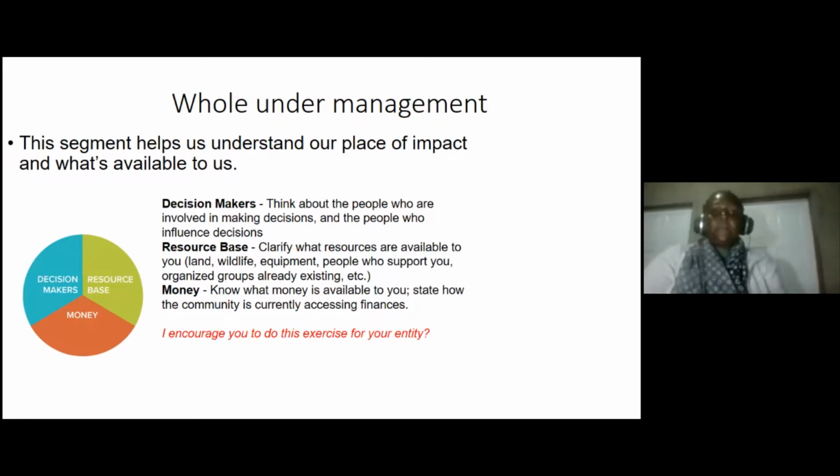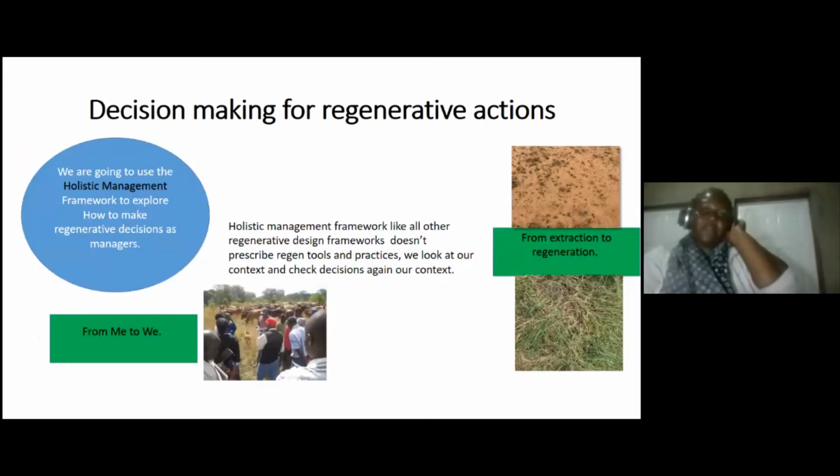Okay, and then we go to decision-making for regenerative actions. So in holistic management, like I said, it's a completely beautiful decision-making tool, which can be used by people in farming and in a normal everyday city setting, or even in running a family.